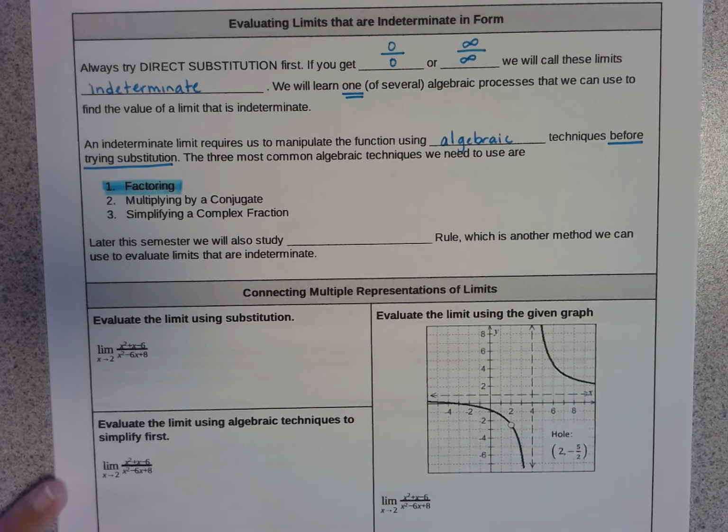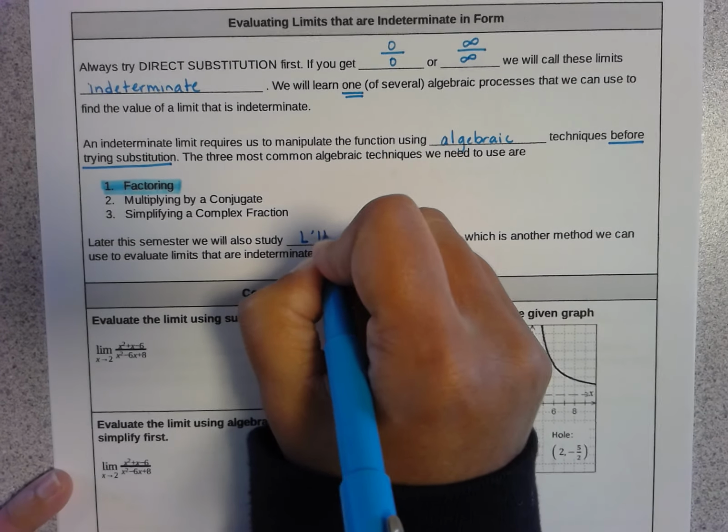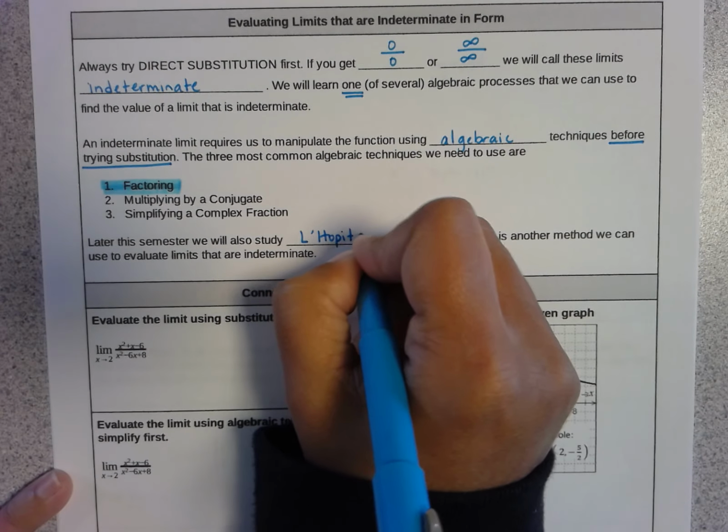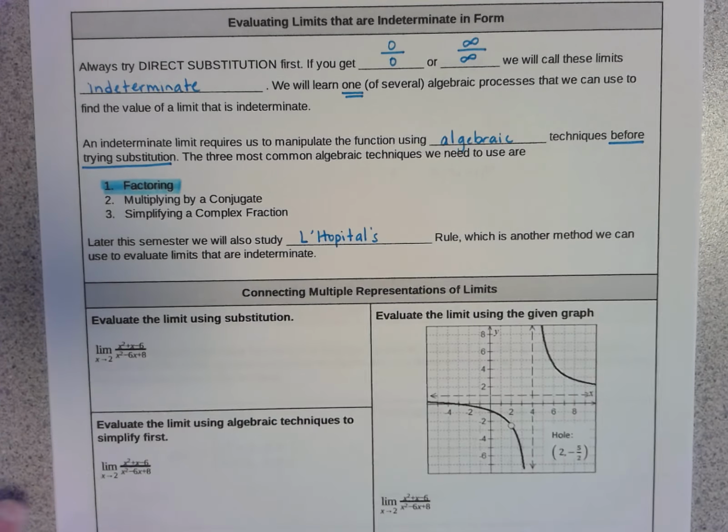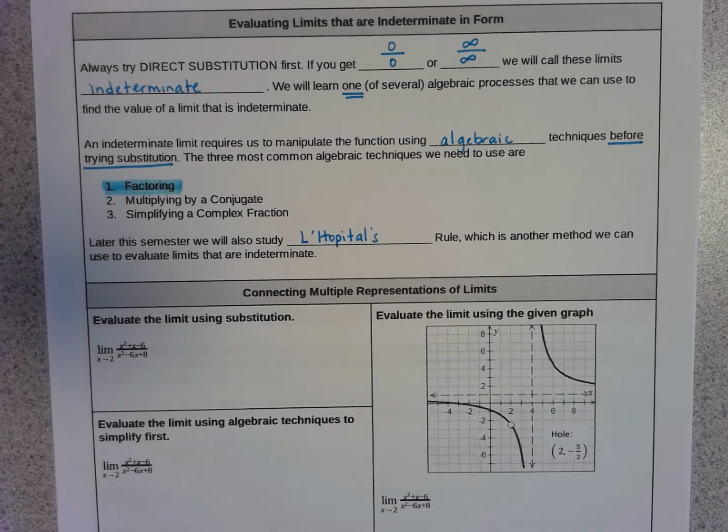Later this semester, we will also study something called L'Hopital's rule, which is named after a man whose last name was L'Hopital, which is another method that we can use to evaluate limits that are indeterminate. But for now, again, we're going to focus on factoring and identifying limits that are indeterminate.